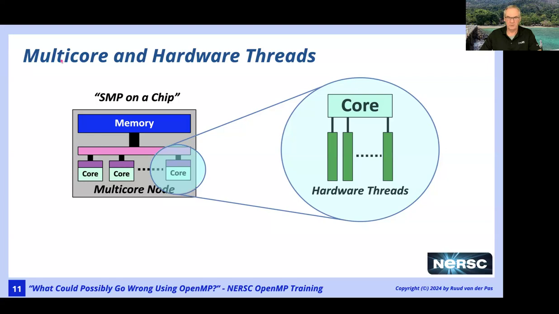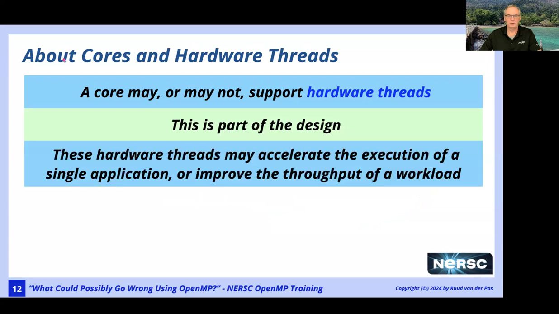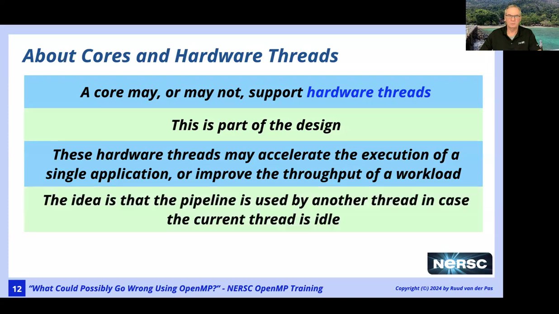Intel has called them hyperthreads. I really don't like that word; I call them hardware threads. Depending on the design, you may or may not have hardware threads. I think they're really nice. So what are they? Well, a hardware thread is part of the design, so you have it or you don't, and how many you have is also part of the design. They're sort of transparent. They're there to accelerate either a single application or the throughput of a workload. I'm going to explain that with a diagram.